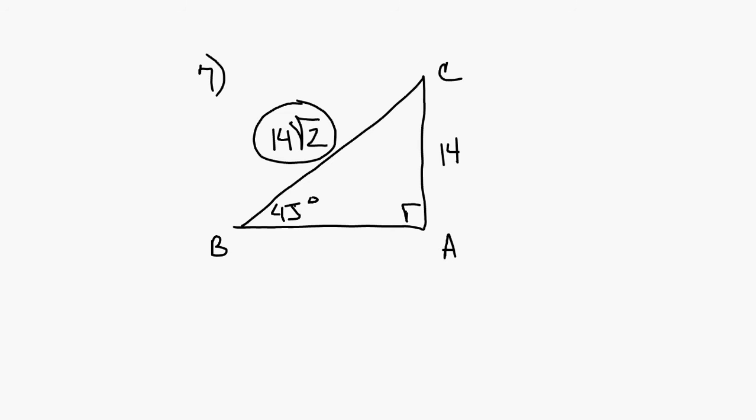If you multiply that out, you're not going to get an integer. You're not going to get a whole number. So there's your answer: 14 times the square root of 2.